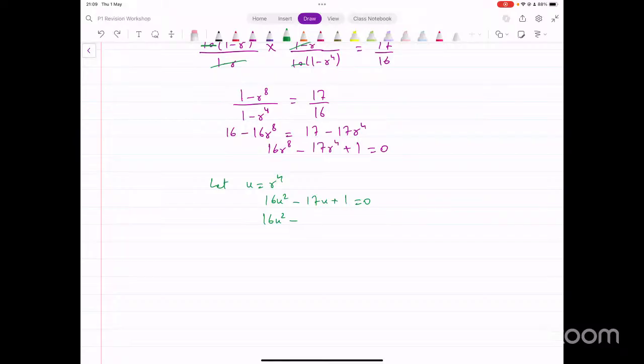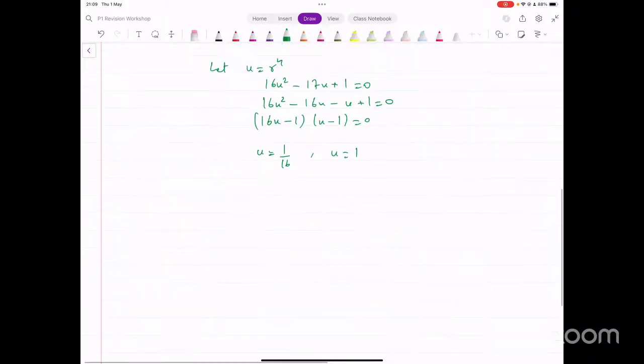16u squared minus 16u minus u plus 1 equal to 0. We get two factors from this, 16u minus 1 and u minus 1. U is either equal to 1 over 16 or it's equal to 1. Put that substitution back and you get r squared equals 1 over 16, r squared equals 1, r equals plus minus 1 over 4, or r equals plus minus 1. We're getting four possible values of r, right?